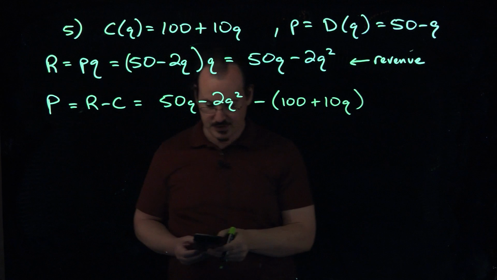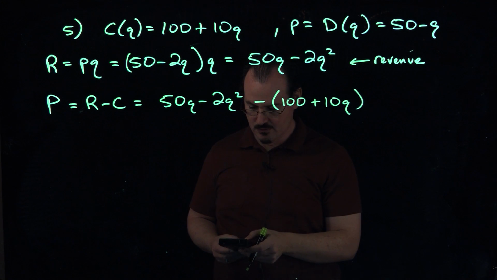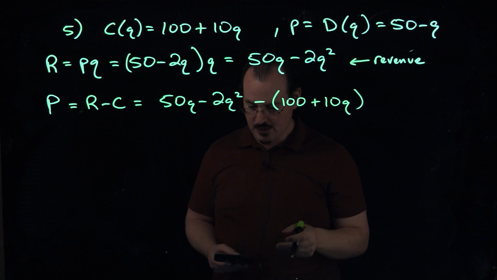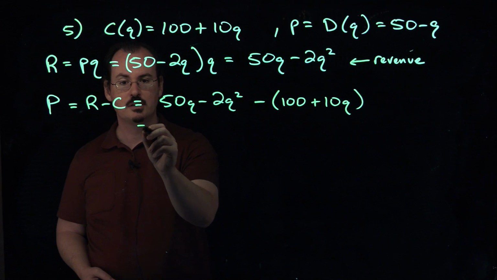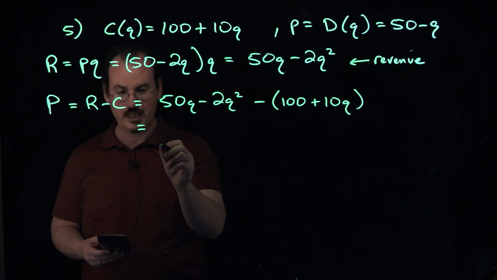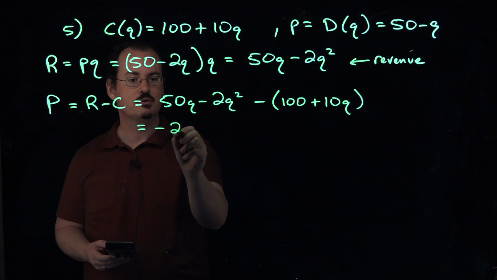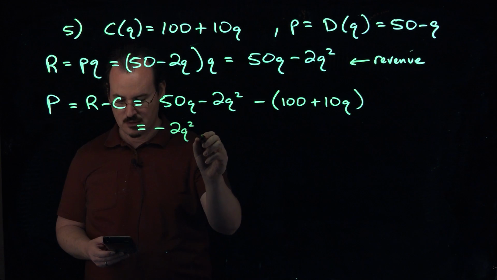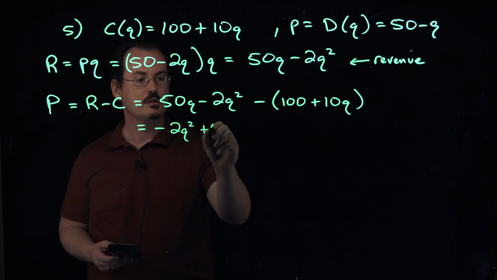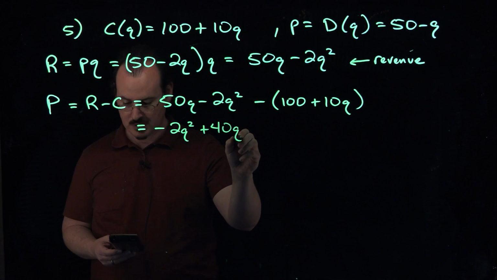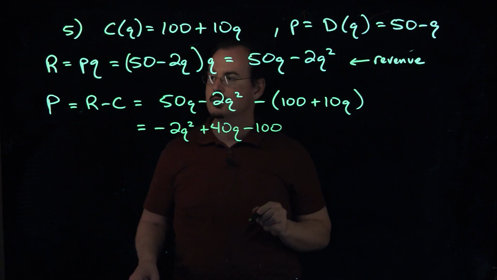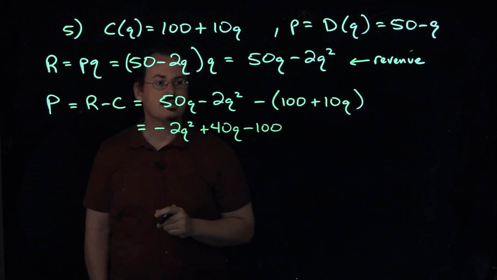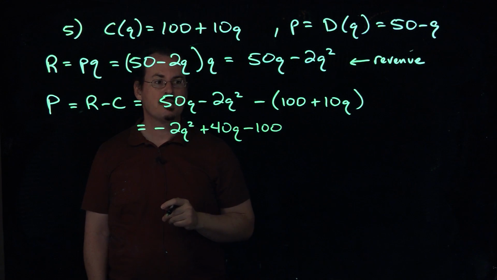Revenue minus cost gives us the profit function, which if you simplify, you get negative 2Q squared plus 40Q minus 100. There is our profit function. That's the thing we're trying to maximize.